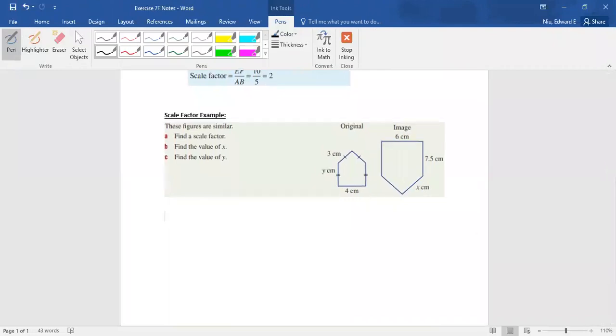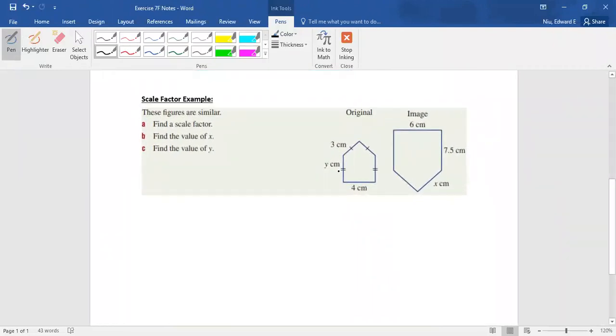So here we've got ourselves a pentagon. It's been slightly rotated, so the one on the left here is smaller than the one on the right. What I want you guys to always make sure you do is highlight the corresponding sides. So in the original on the left, the 4 centimeters here corresponds with the 6 centimeters in the right image. Let's do the slant first: the 3 centimeters corresponds to the X, and then the Y corresponds to the 7.5.